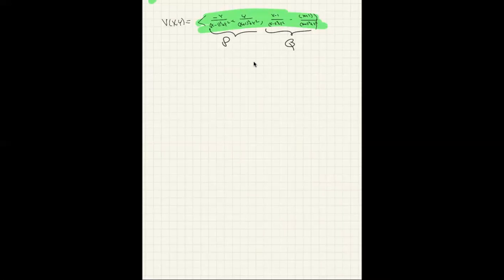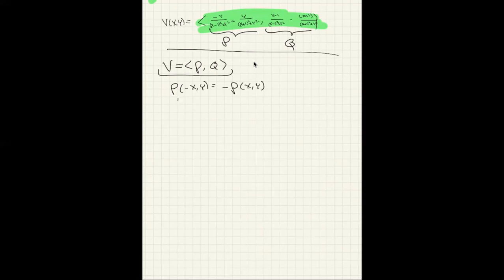Okay, so I want to take a pause and just say, suppose you have any vector field V = (P, Q) on the plane. Now, suppose you have the following symmetric properties: P of (negative x, y) equals negative P of (x, y), and Q of (negative x, y) equals Q of (x, y). You can check that in the above case, this is the case that we're in. So this has a very special symmetric property.